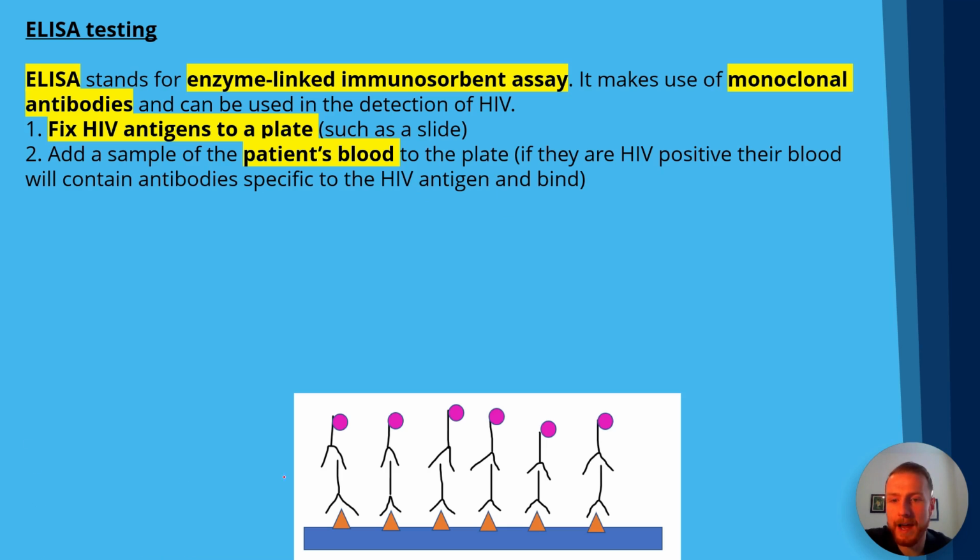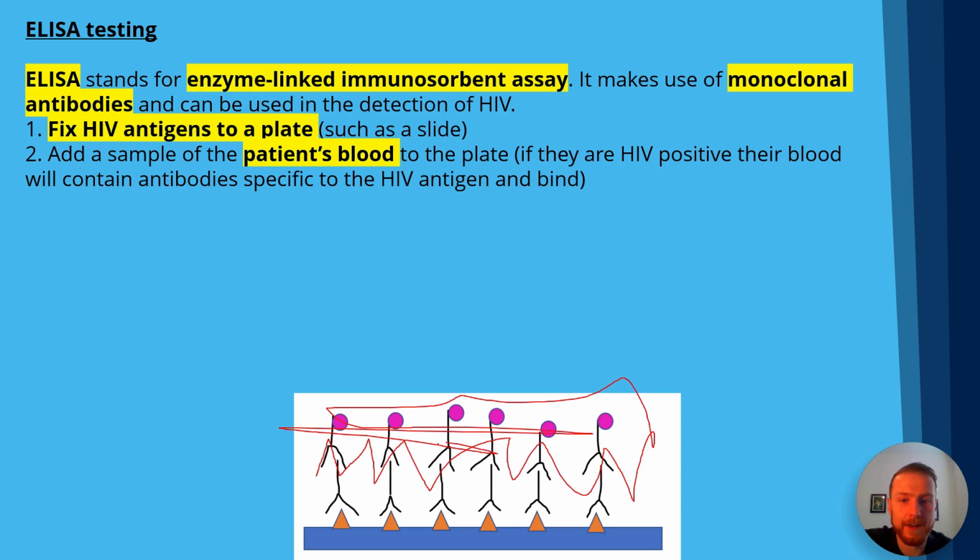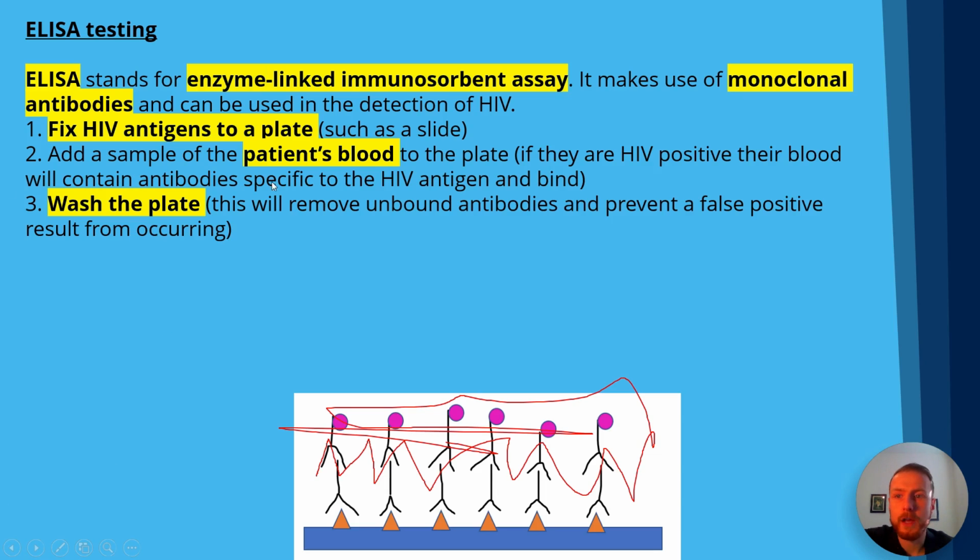So I'm just going to take my pen here and shade in, just to indicate we've added the patient's blood. We then wash the plate, and that's going to remove unbound antibodies. So that's that first antibody we can see there, the first Y-shaped antibody. So we've got our HIV antigens at the bottom there, and then we've got the patient's blood containing antibodies if they're HIV positive. So we wash the plate to get rid of any of the ones that are unbound.